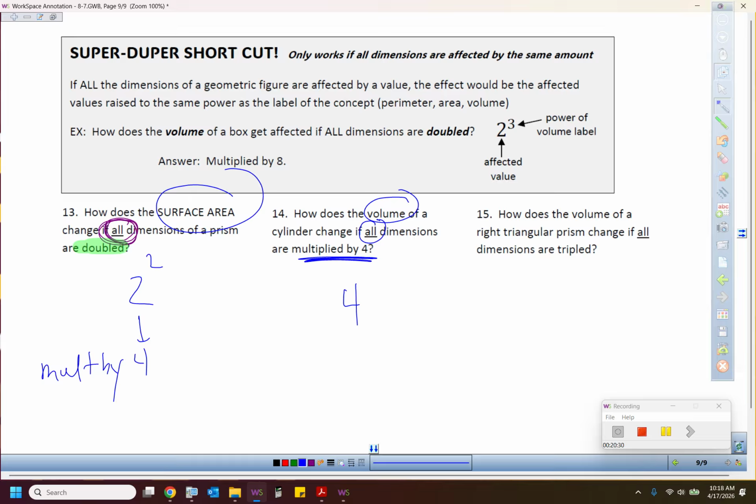So what label does volume get? Units, units squared, or units cubed? Cubed. So you will cube the affected value. And that's a big one, right? You can punch that in. 4 times 4 times 4, or 4 cubed, multiplied by, did you get 64 back on that one? Cool. Try the last one of these. It's all about all. The magic word is all. And then you do affected value raised to the power of the label.